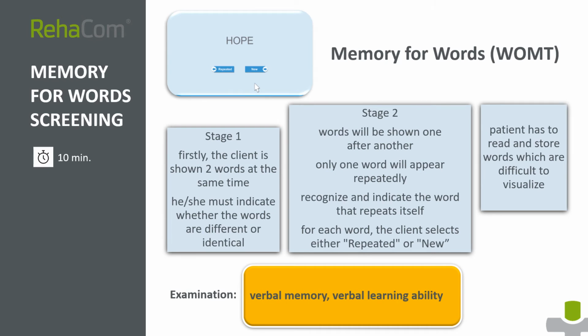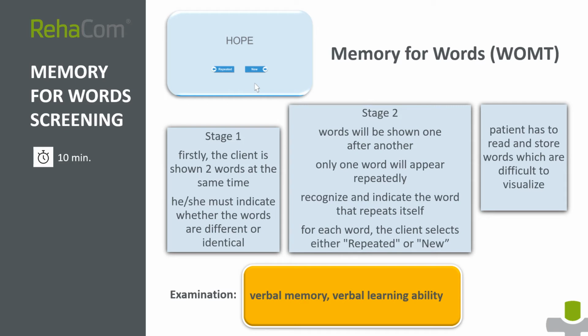The memory for words screening tests an aspect of the verbal memory according to the paradigm of recurring characters. Words have to be read, learned by repetition and stored in long-term memory. The actual test is preceded by a pre-test and a test run. The pre-test is to ensure that the client is able to distinguish words in general, discrimination of words. Two words are presented on the screen simultaneously. The client must decide whether the words are equal or different.